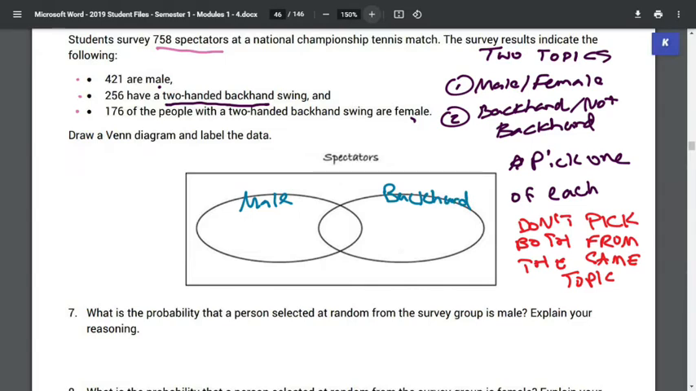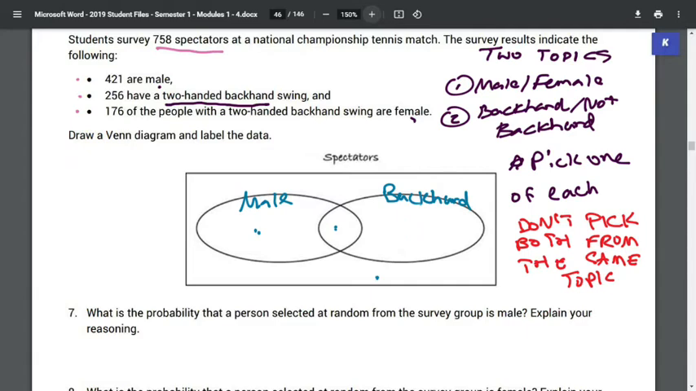So if I look at this bubble right here, I got four numbers basically I'm going to put in. If I look at the first thing it tells me, I have 421 males that were in this survey. So between this number here and this number that goes in here, that needs to be my total number of males. And then when I look at some of the other numbers I have, it tells me how many are female, and I can plug the female numbers in from here or here since they're outside of that male bubble.